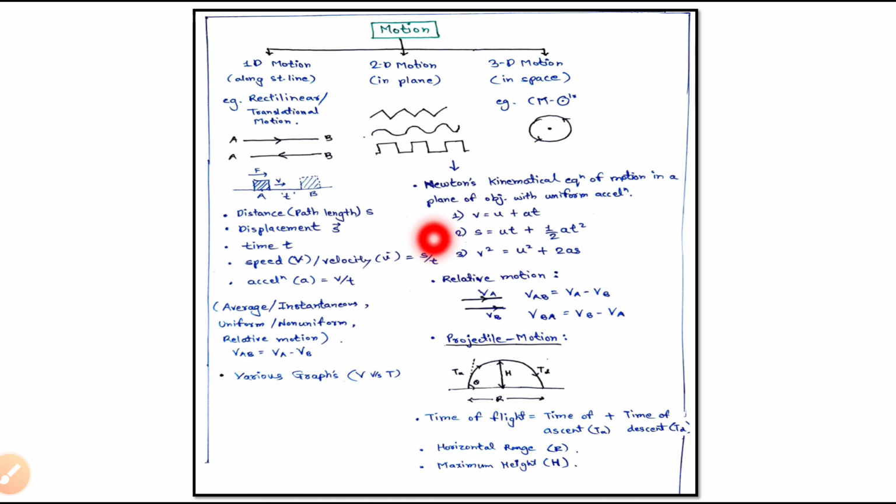So this was the first equation of motion, that is v is equal to u plus at, where u is the initial speed, v is the final speed, a is the acceleration, that is change in velocity, and t is the time required for the total motion. s is the displacement. The second equation of motion was s is equal to ut plus half at square. The third equation was v square is equal to u square plus twice as.